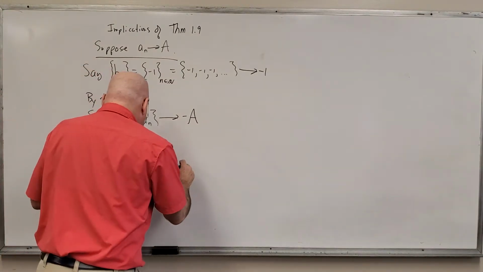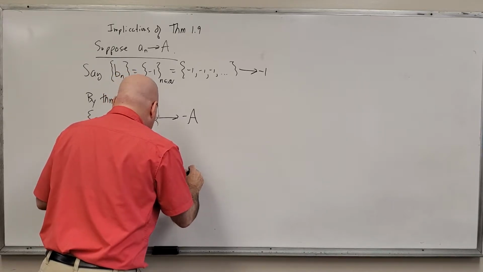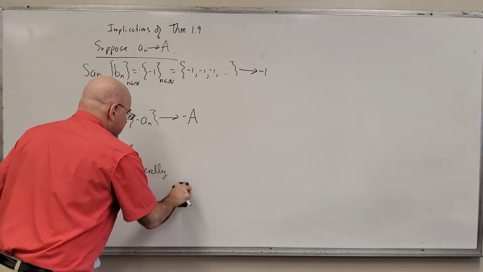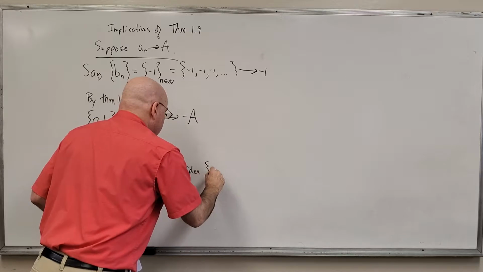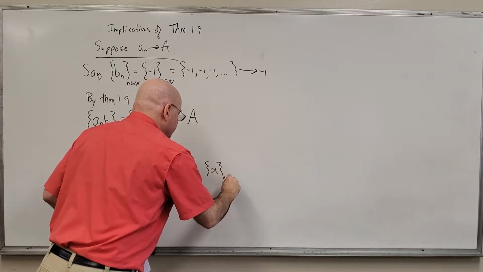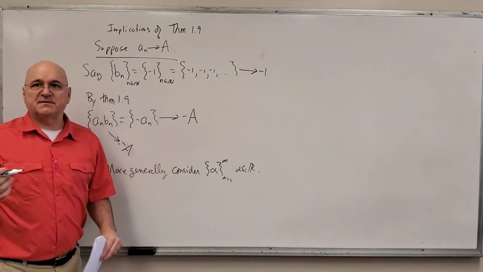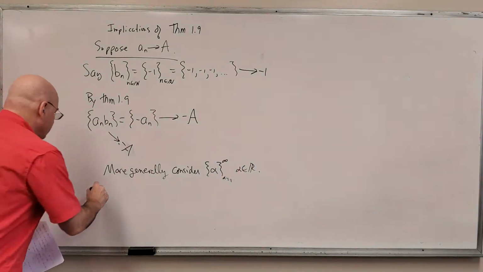We could say that, let's see, let's consider this sequence. I'm going to call it just alpha, where alpha is a real number. So again, it's a constant sequence. It doesn't have to be -1, but it's a constant sequence.